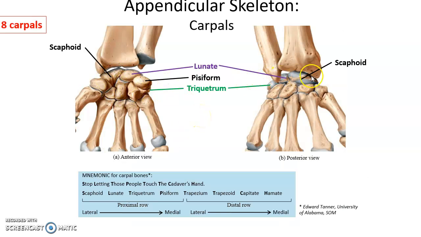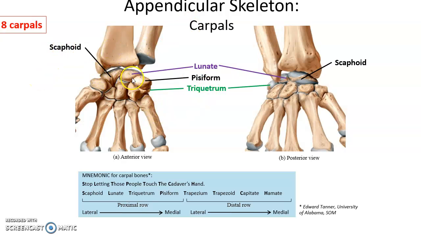The wrist bones are known collectively as the carpals. There are 8 carpals. We have to learn their names. So there's a mnemonic in a textbook, I think it's in your textbook, that is: stop letting those people touch the cadaver's hand. This is the one I know. And so the first letter in each of those words is the same as the first letter that starts the name of the carpals.